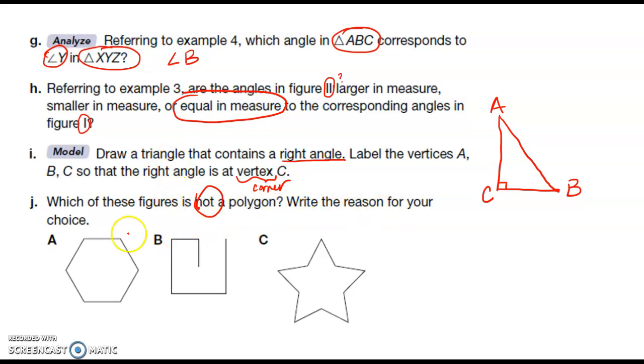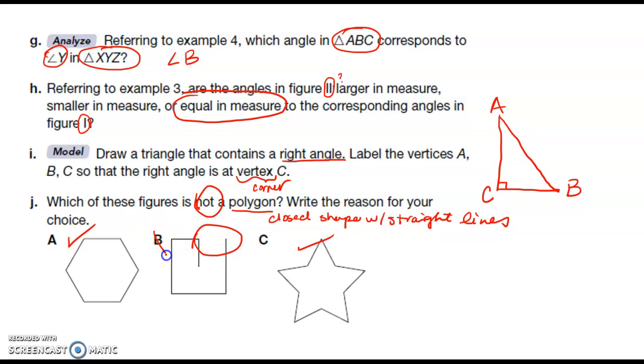Which of these figures is not a polygon? Write your reason why. So remember, a polygon is a closed shape with straight lines. This is a closed shape with straight lines, so it's a polygon. That's also a closed shape with straight lines, a polygon. This one has this big open spot. Not a polygon because it's not closed.